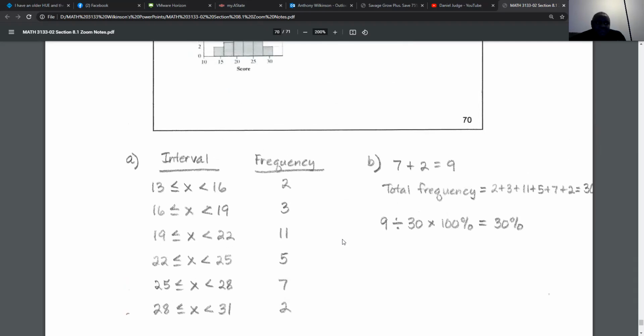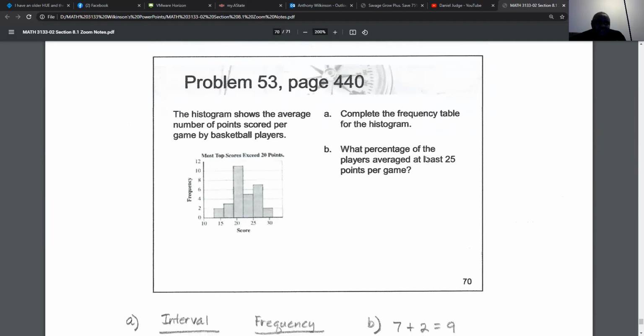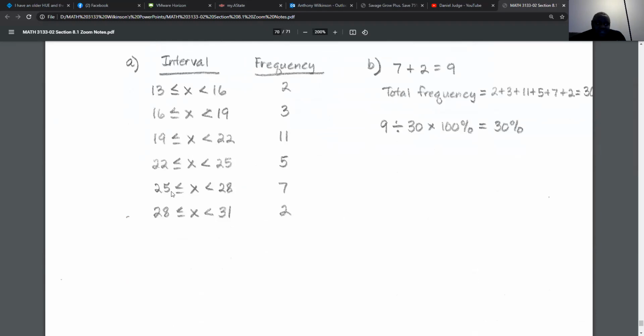Now part B, what percentage of the players average at least 25 points per game? At least 25. So it's got to be these final 2 intervals here. 7 average between 25 and 28, and 2 average between 28 and 31. So if I add 7 and 2 together, I'm going to get 9.